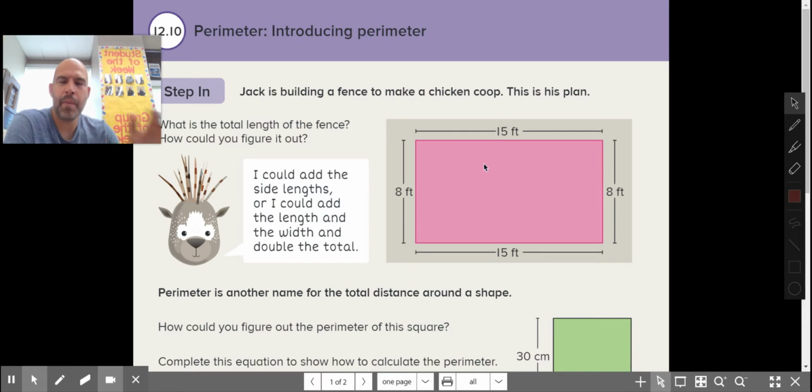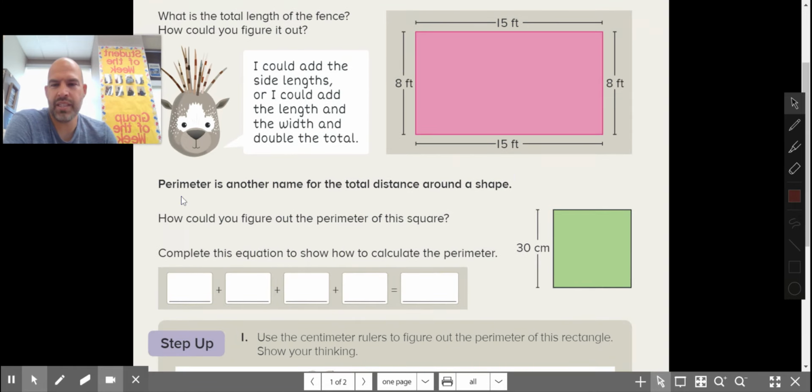Now it's really easy. Remember, when we have a rectangle, and we have two sides of the same and two other sides of the same, what do we say? We can just double the one side and double the other side, add those double sides together, and we get the total perimeter. So this one equals 46. Now it says perimeter, I could add the sides length, or I can add the length and the width and double the total. So a couple ways to do that, right?